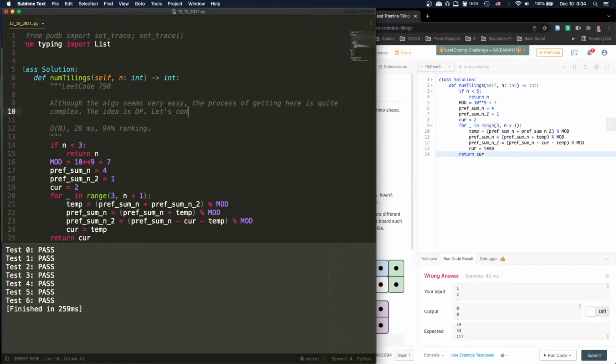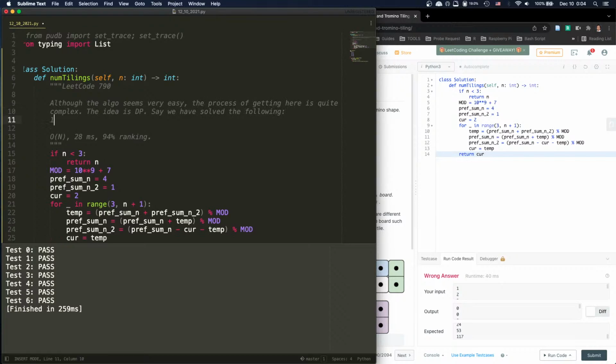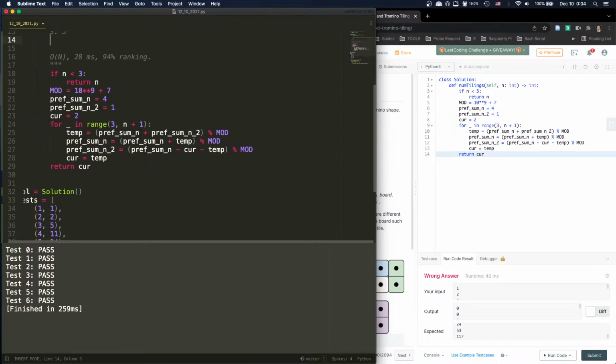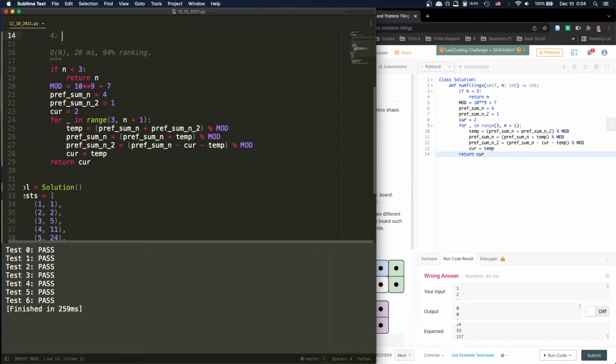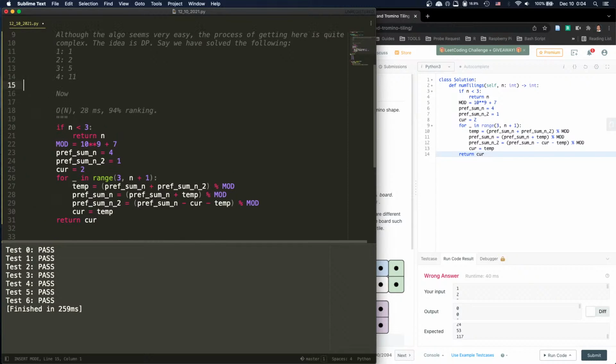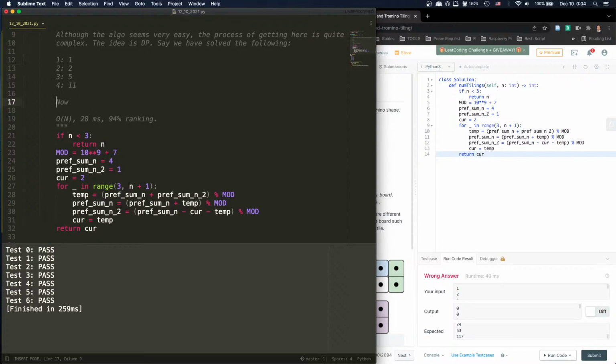So let's consider. Let's say we have solved the following. All right. So 1 is 1, 2 is 2, 3 is 5, 4 is 11. I have solved this. Now we want to solve 5, right? Now we want to solve n equals 5. So we can split the tile. We can split the floor this way.